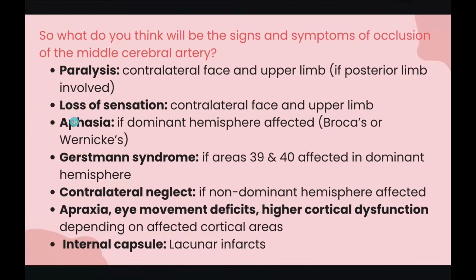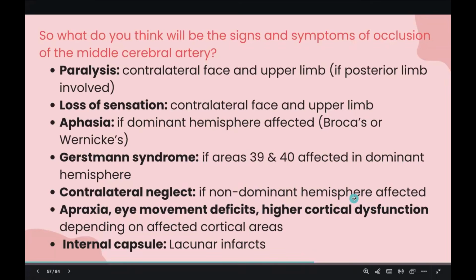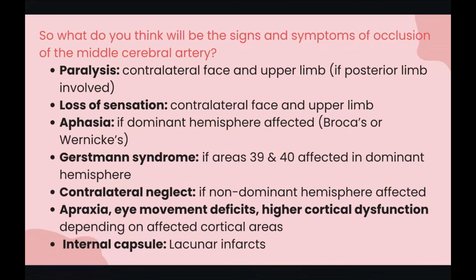Aphasia if the dominant hemisphere is affected, such as Broca's or Wernicke's. Gerstmann syndrome if areas 39 and 40 are affected in the dominant hemisphere. Contralateral neglect, which we covered previously, if the non-dominant hemisphere is affected. Apraxia, eye movement deficits, and higher cortical dysfunction, depending on the affected cortical areas. And lastly, internal capsule lacunar infarcts that we just mentioned. So, subhanAllah, this just shows you how big and devastating an effect a small artery can have.